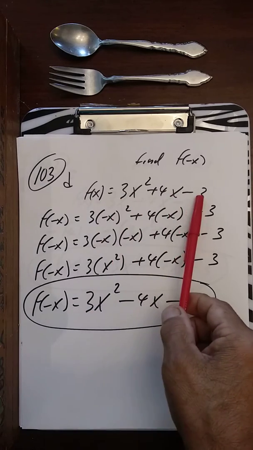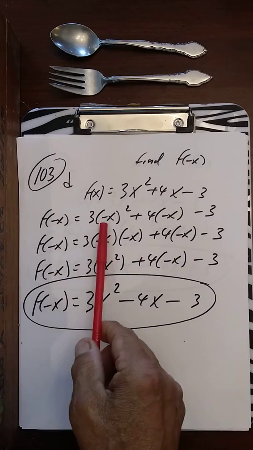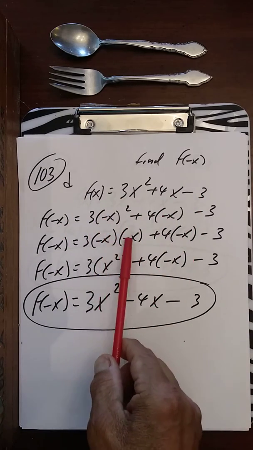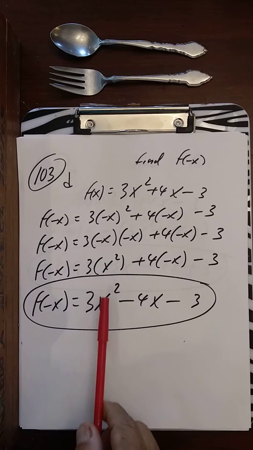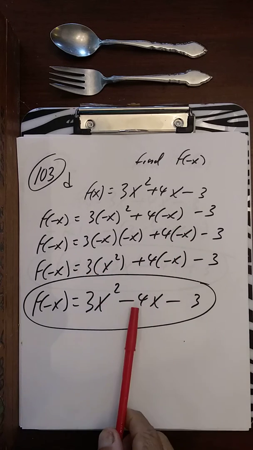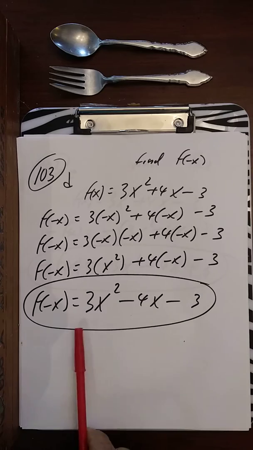f of x is this again. Find f of negative x. Put a negative x there. So negative x times negative x is positive x squared. 3 times that, 3x squared. That times that is negative 4x. And then minus 3.